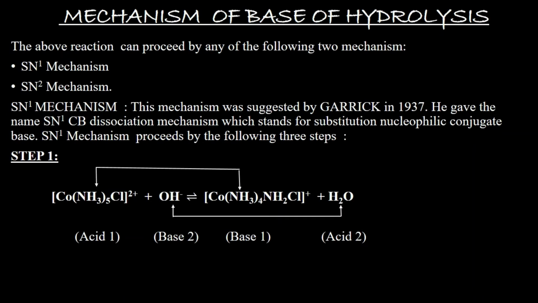In the first step, the complex acts as a Bronsted acid, which is converted into its conjugate base by removing a proton from the amino group present in the complex. The conjugate base is an amido complex since it contains the amido group NH2-, and the OH- ion, which is a base, is converted into its conjugate acid.